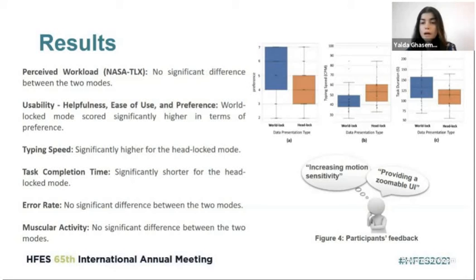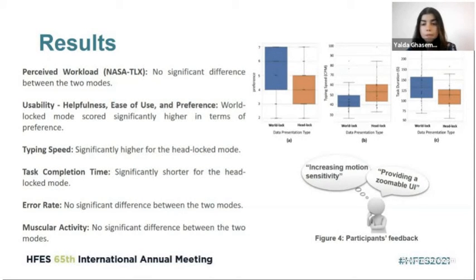In contrast, typing speed was significantly higher for headlock or following view, which led to a significantly shorter task completion time. But in terms of error rate, there was no significant difference between the static and following view. So this result partially supported our second hypothesis, which shows that headlock mode can increase performance by reducing the task completion time and reducing the amount of head movements to obtain and insert information. But it didn't affect the error rate compared to the worldlock or static view.